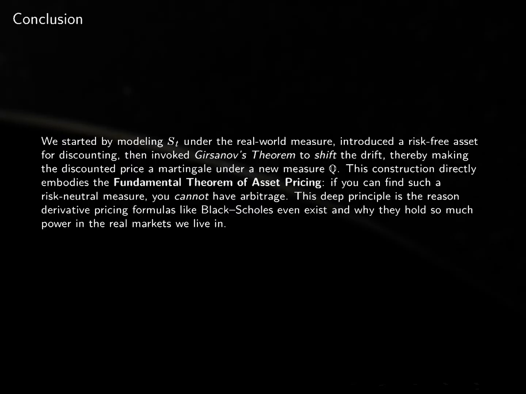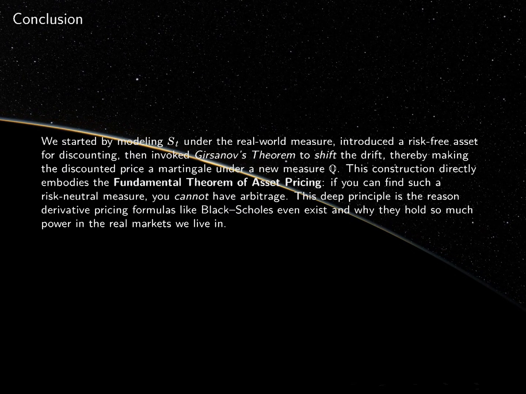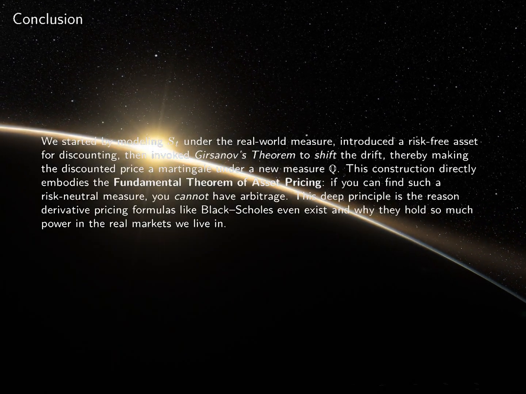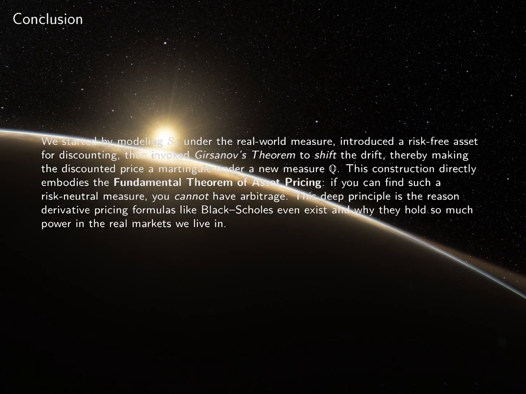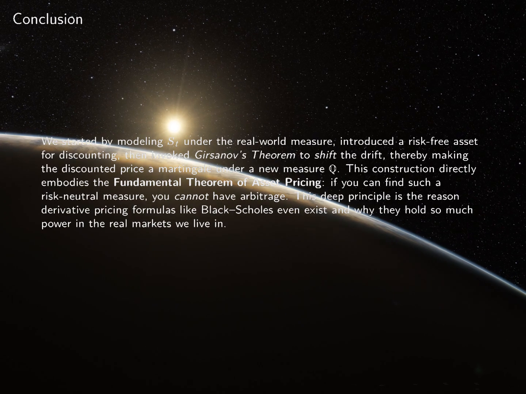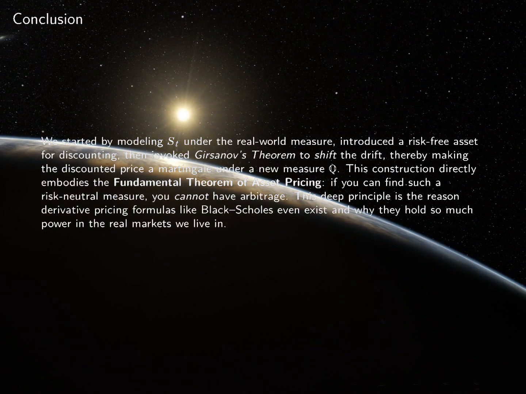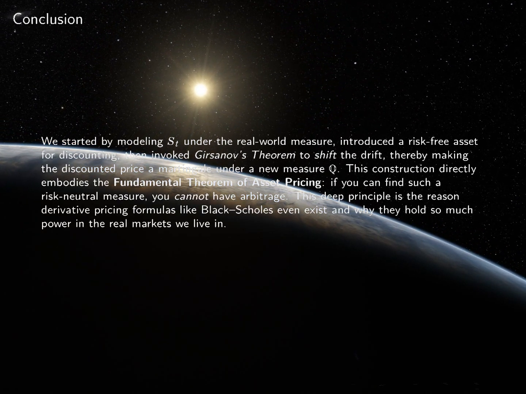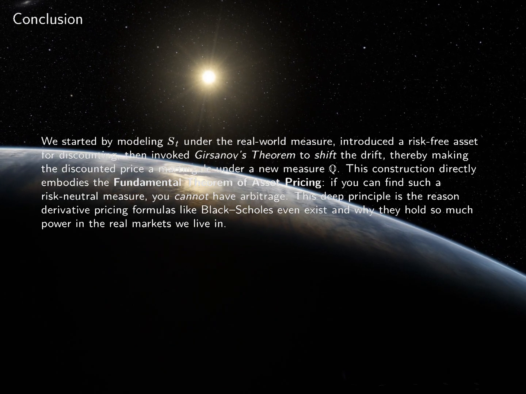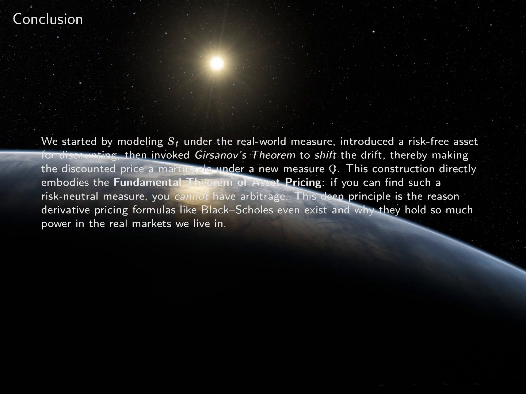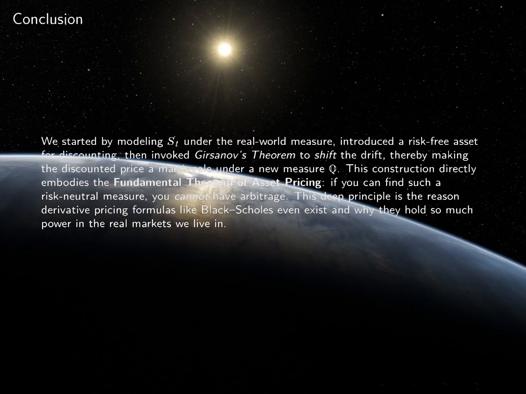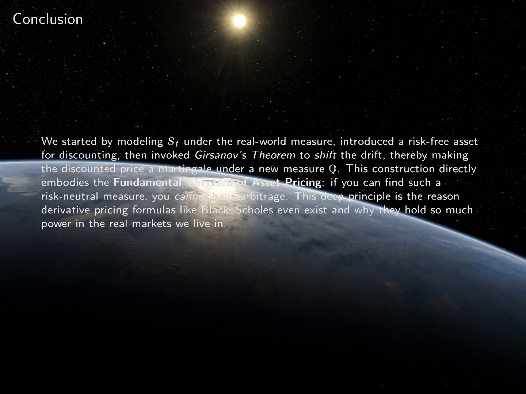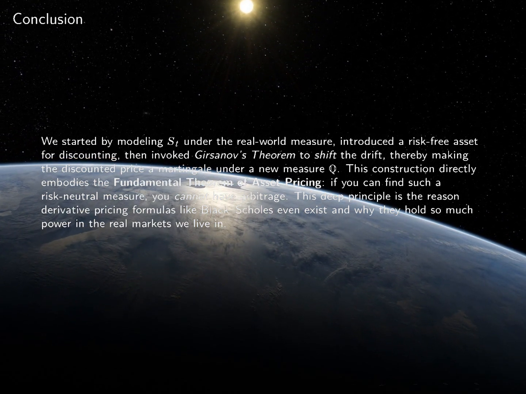So there you have it. We started with a stochastic process for a risky asset, introduced a risk-free benchmark, and then, like a magician pulling probability out of a hat, we invoked Girsanov's theorem to shift the drift. That gave us a new universe, where discounted asset prices become martingales, and pricing becomes clean, expectation-based math. This whole dance is encapsulated in one glorious sentence. If there exists a risk-neutral measure under which discounted prices are martingales, then there is no arbitrage. That's the fundamental theorem of asset pricing, arguably the most beautiful expression in finance.